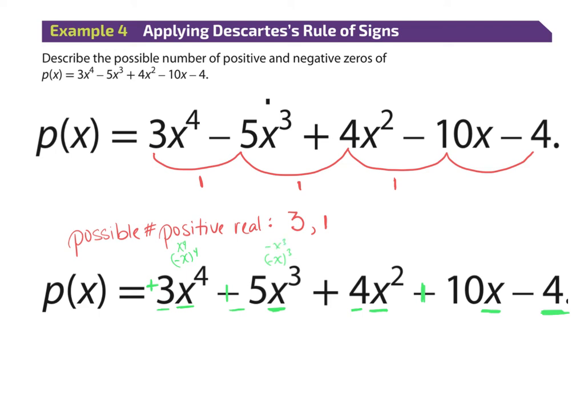So you see what I'm saying? I'm just plugging in a negative x there. That's all I'm doing to see what happens to the positive negative. All right? So these are my new positive and negatives that I'm comparing. Positive, positive, positive, positive, negative.